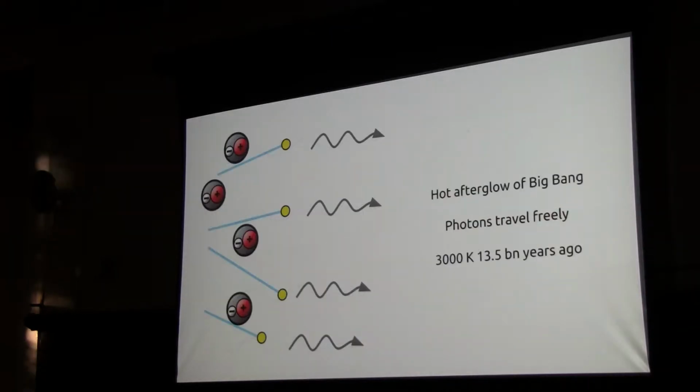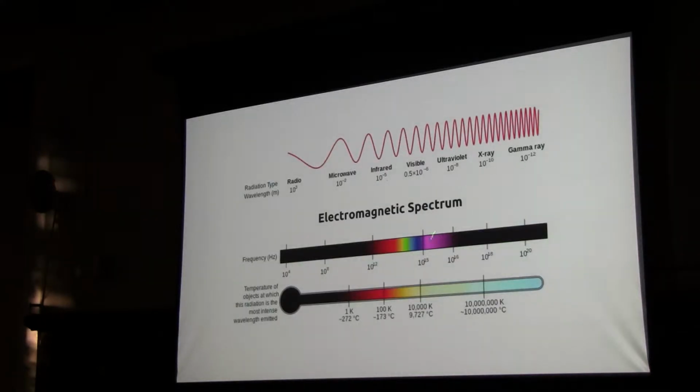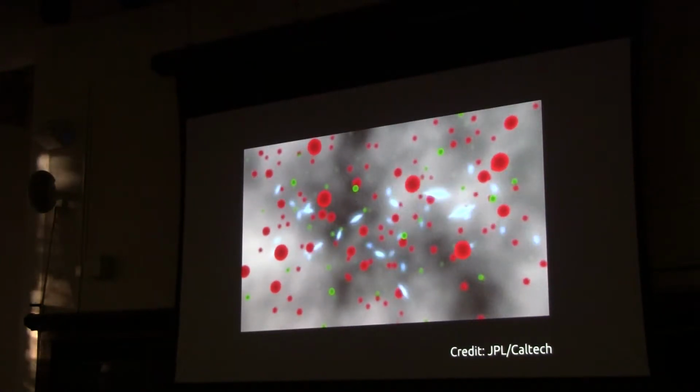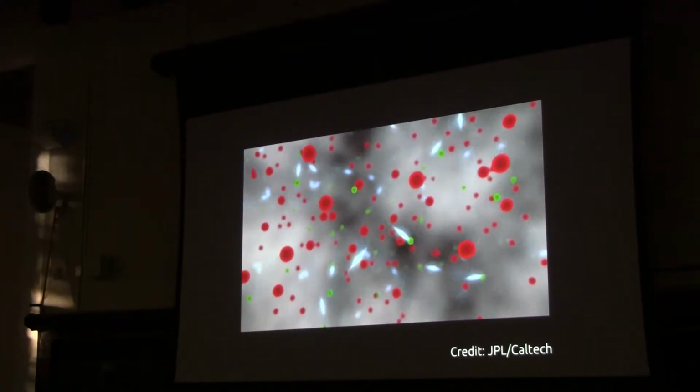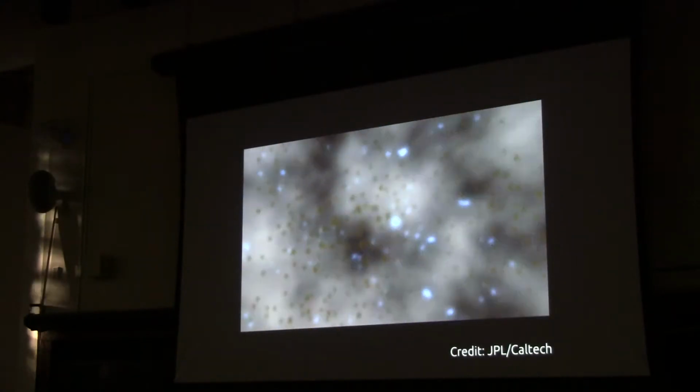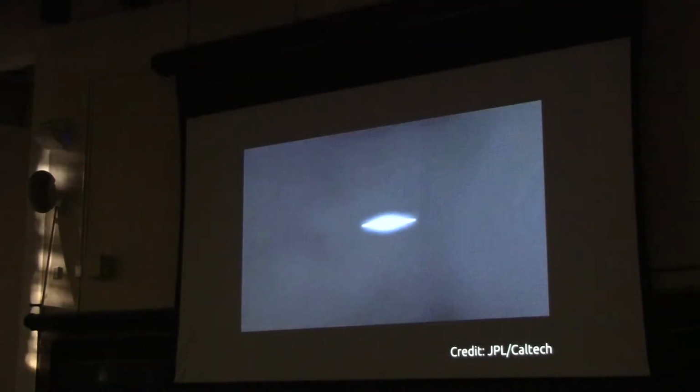So if you started out with light that was extremely high frequency, short wavelength, you've seen the electromagnetic spectrum, somewhere out here in the visible or the infrared spectrum, then this stuff gets stretched out and eventually we measure it in the microwave. So here's an animation that shows what I was talking about. Initially, in the beginning of the universe, everything was hot and dense, everything was ionized, and then it cooled down, and the photons became free.